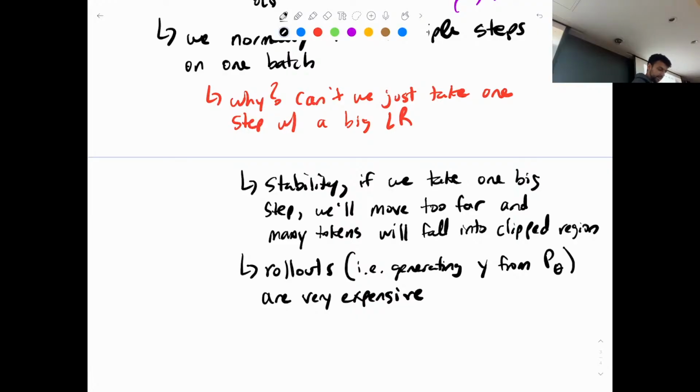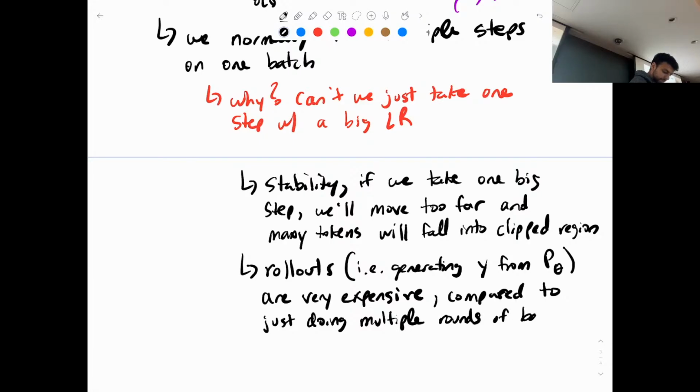And if you compare the cost of producing new rollouts, right? Which requires you to basically use test time decoding, one token at a time, producing new text, right? We're sampling from the next token distribution for each token. This is extremely expensive compared to just doing multiple rounds of backprop on the same batch, right?